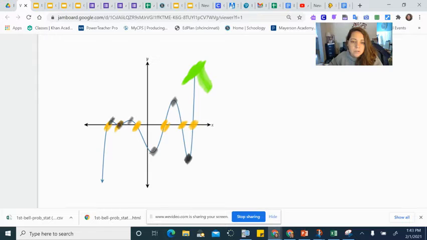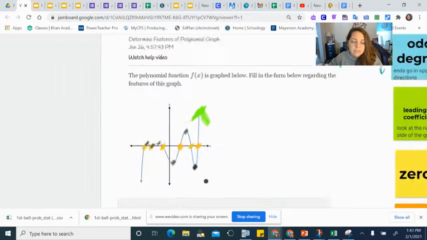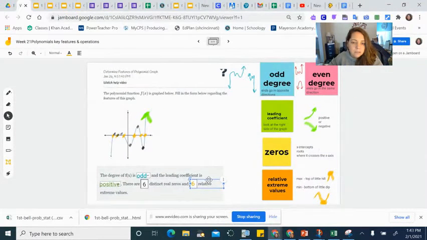So 1, 2, 3, 4, 5, 6. We would say right here, there are 6 relative extreme values, okay? You can think of this like a roller coaster. Where would the top of the hill be and the bottom of a dip? Top of a hill, bottom of a dip. Top of a hill, bottom of a dip. Okay, we don't count the ends because it looks like they're going on forever.